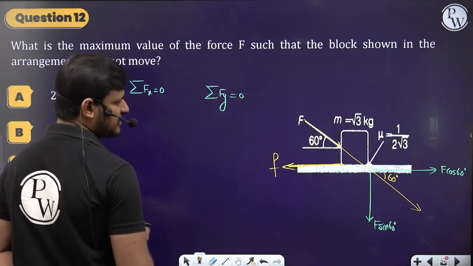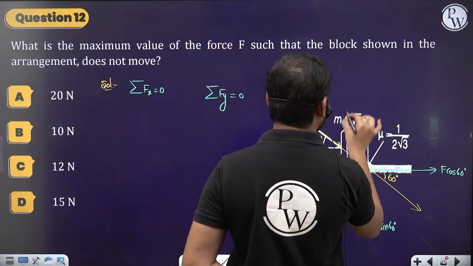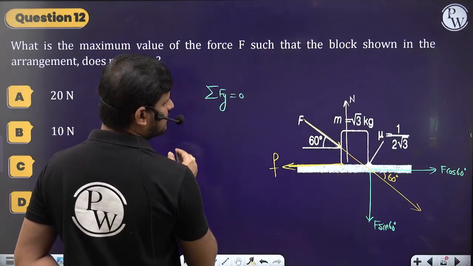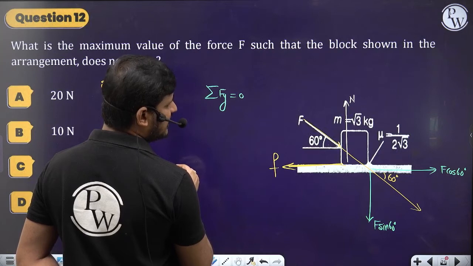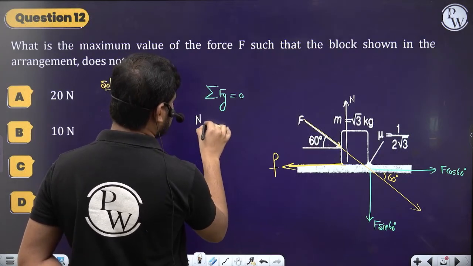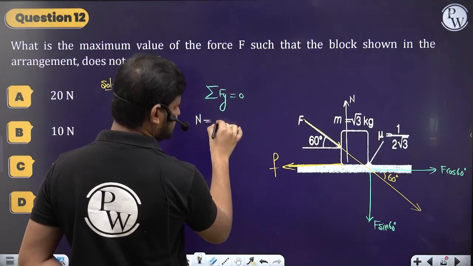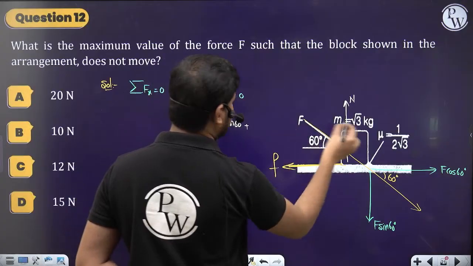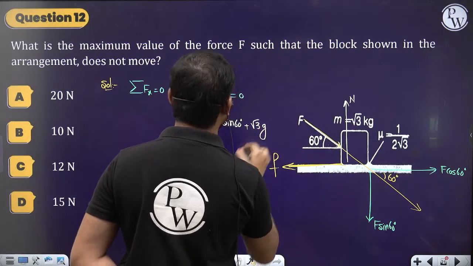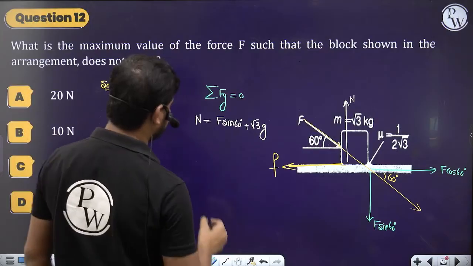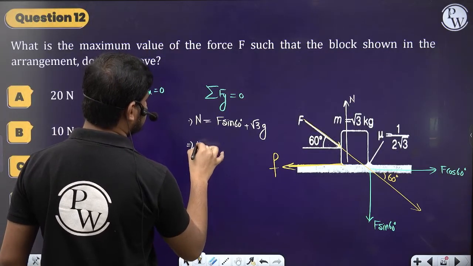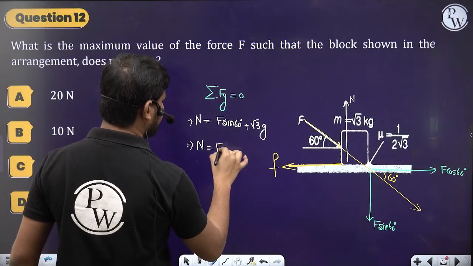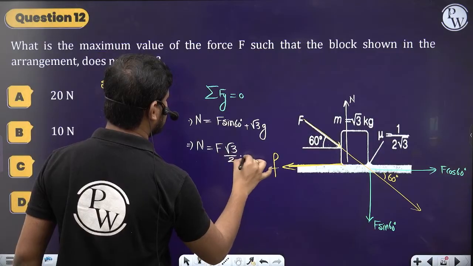Summation of forces in the y direction. What are the forces in the y direction? The normal reaction acts upward. So normal is equal to F sin 60 degrees plus its own weight. What is its own weight? Root 3 g. What we have to find actually is the force F. So N is equal to, what is F sin 60? Sin 60 value is root 3 by 2. So N is F into root 3 by 2 plus root 3 g.